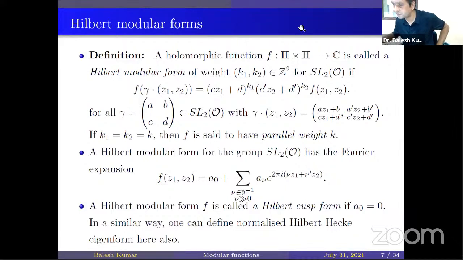C prime and D prime are the conjugate of C and D. This dash denotes the conjugate inside the real quadratic field K. So we have these two embeddings. One is the trivial identity embedding, another one is the conjugate.